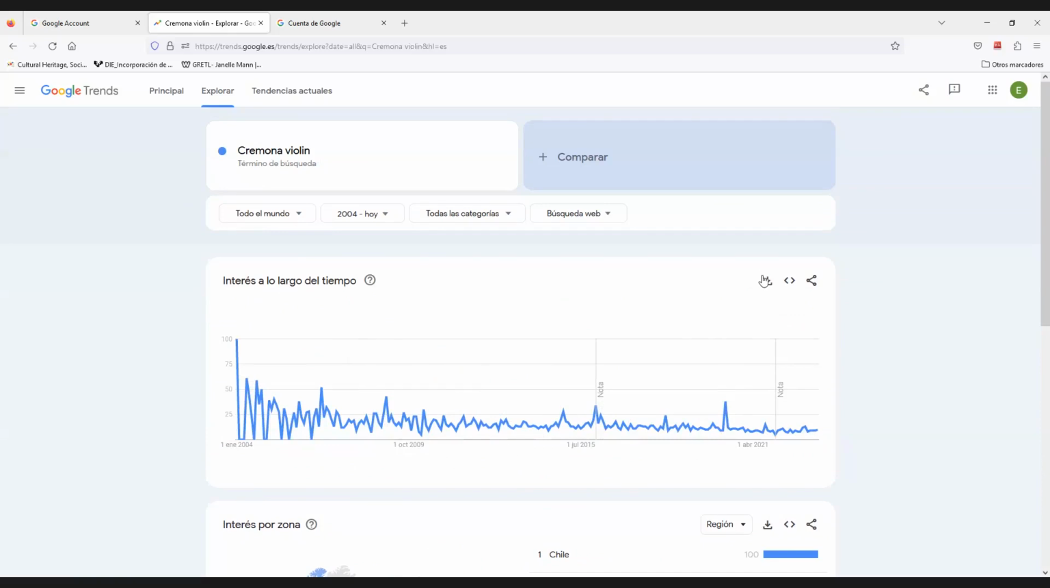Can you see where the finger is now? Yes. I'm going to download the data, okay? So I download the data. And downloaded the data in an Excel format.